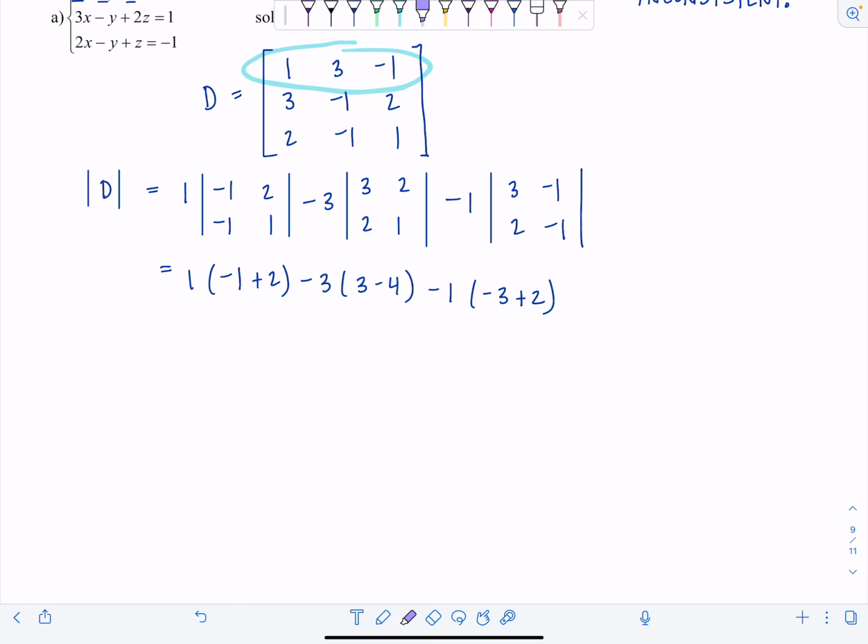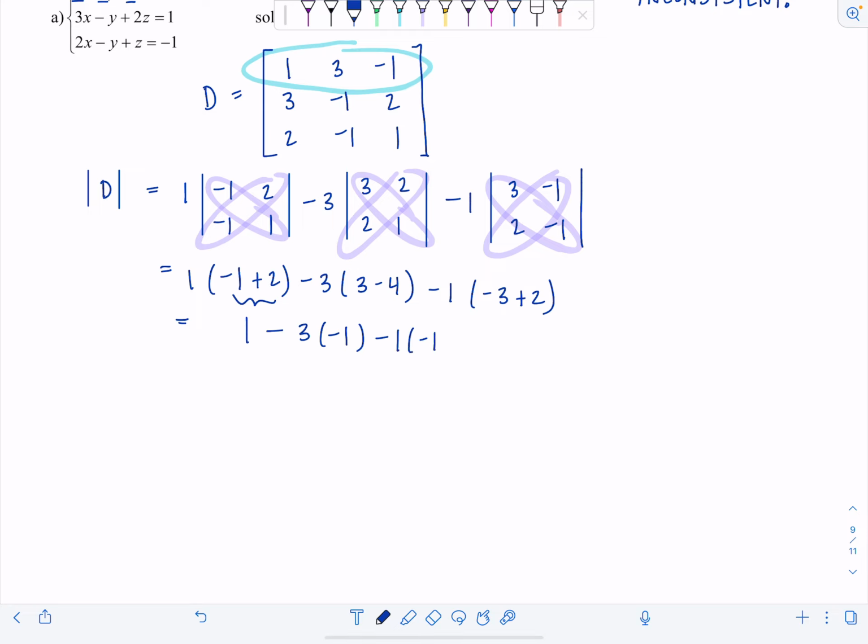Remember, all these determinants are just the difference of the diagonal products. And then we're left with 1 times, that's just 1, minus 3 times negative 1, minus 1 times negative 1. So that's 1 plus 3 plus 1, which is 5. Ooh, okay.